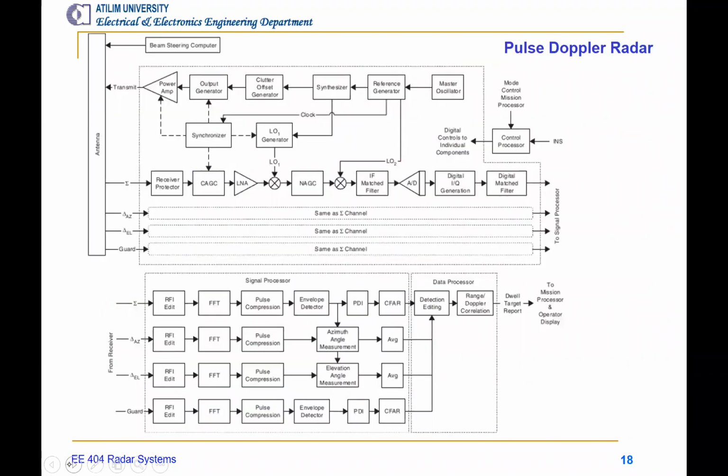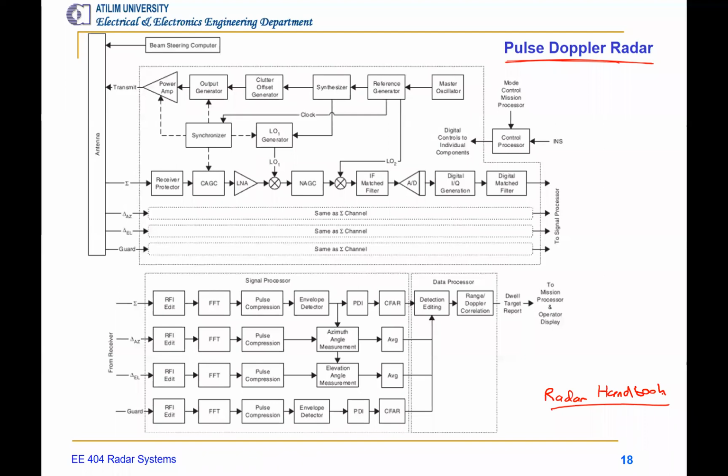Here, this is a little bit more complicated block diagram. That's a pulse Doppler radar. The previous block diagrams simply present a general idea of the MTI operation. Now here we have a detailed pulse Doppler block diagram. This is taken from, again, the radar handbook. This cannot be found in the textbook, by the way.